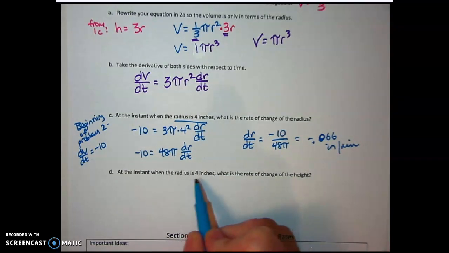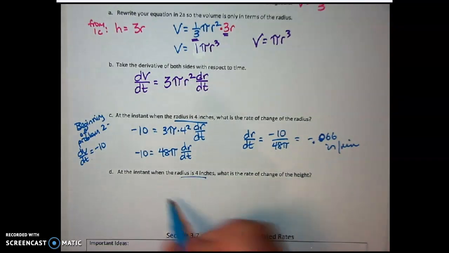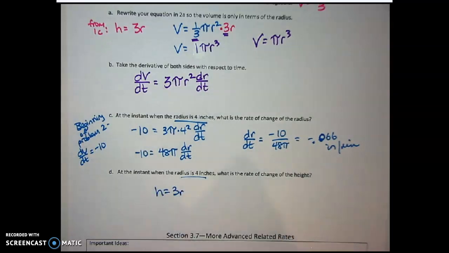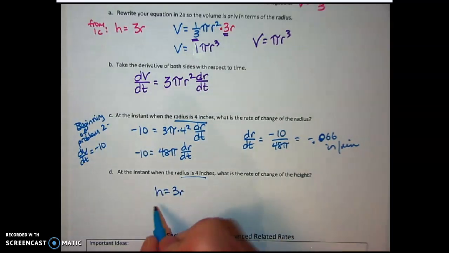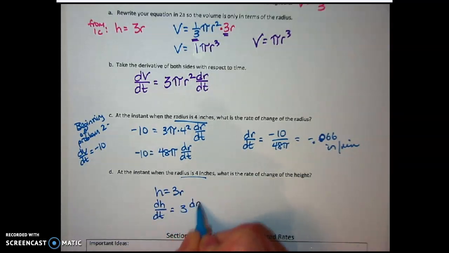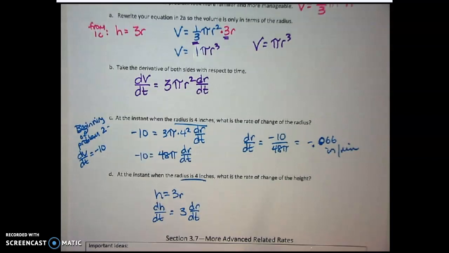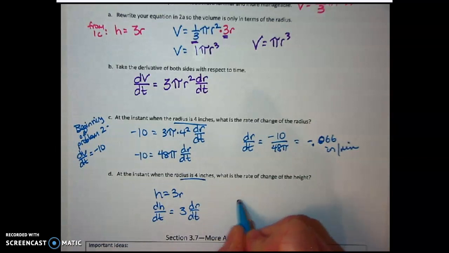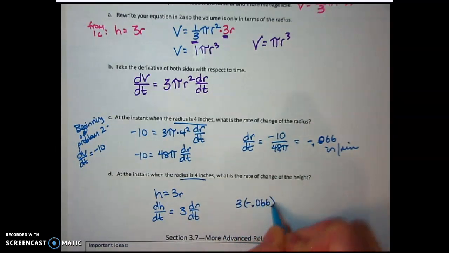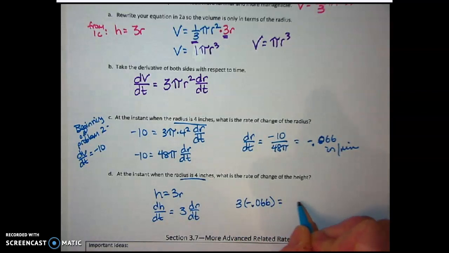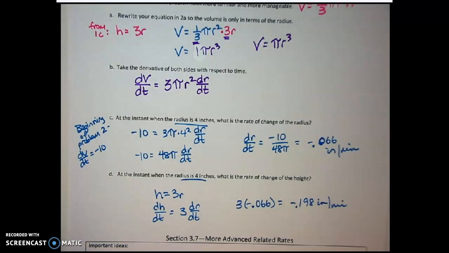Otherwise, when the radius is 4 inches, I know that there's a relationship between the height and the radius. So I have h equals 3r. If I differentiate both of these with respect to time, I get 3 dr/dt. But since the radius is at 4 inches, I know what my rate of change of my radius is. So go ahead and plug in that negative 0.066. We get 3 times negative 0.066, and we get that our dh/dt is negative 0.198 inches per minute. So the height is changing at a rate of negative 0.198 inches per minute.